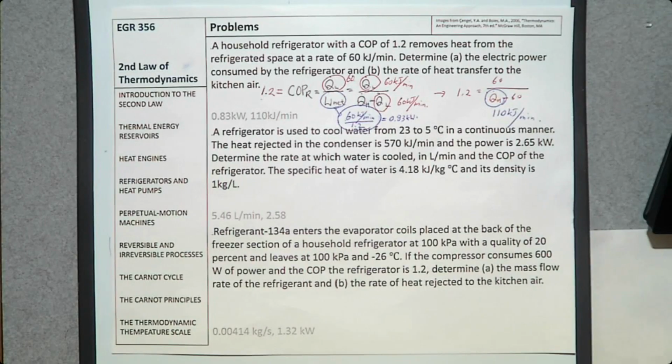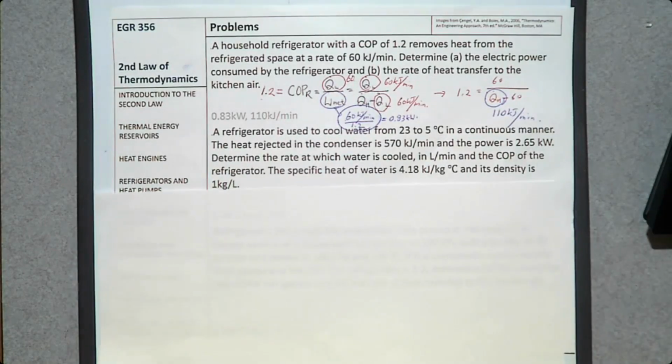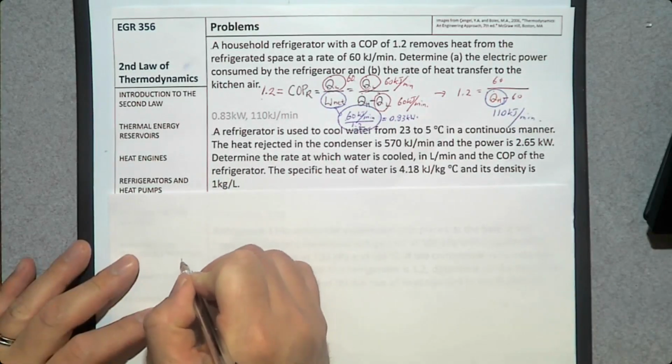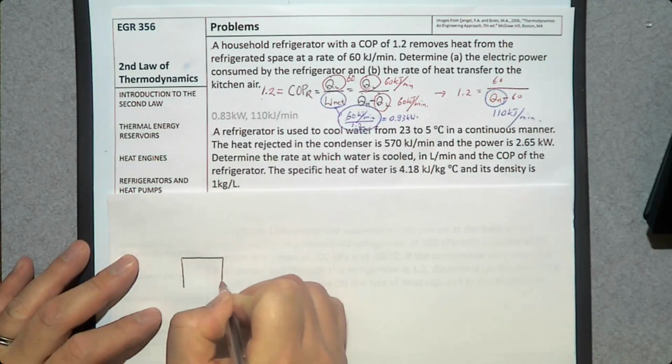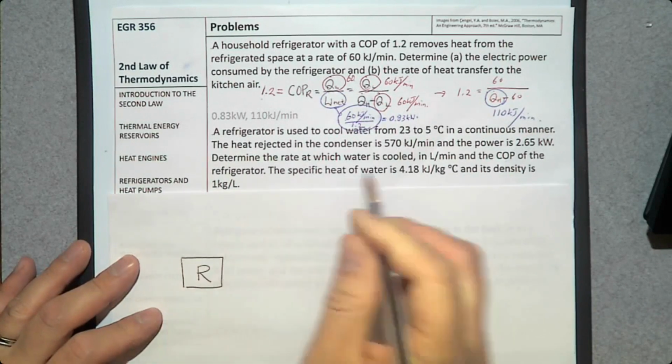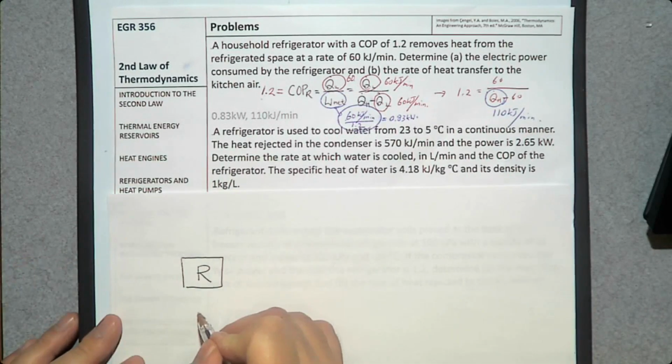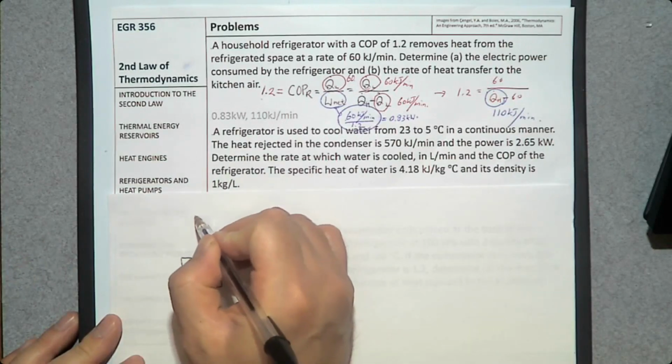Okay, today we are going to solve a few more problems together. So let's look at this middle one. We have a refrigerator. It has two thermal energy reservoirs. One is at low temperature. The other one is at high temperature.